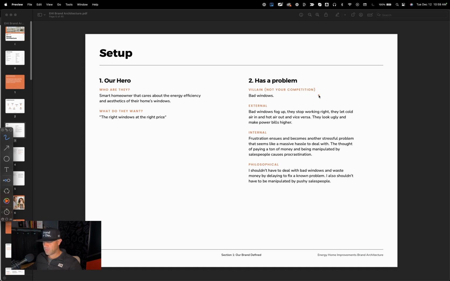And so we always try to weave a villain into play because there is a villain. Sometimes that villain can be hard to identify. This one was fairly easy. We're just referring to it as bad windows, right? You know when your windows are bad because they fog up, they stop working right, they let in cold air, the seals begin to dry up or malfunction. You see that fog.